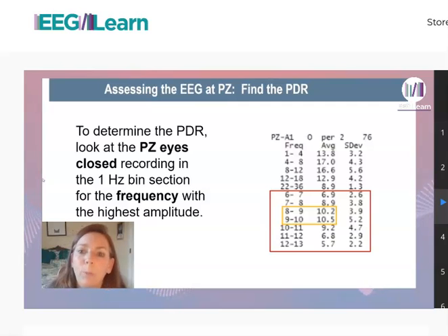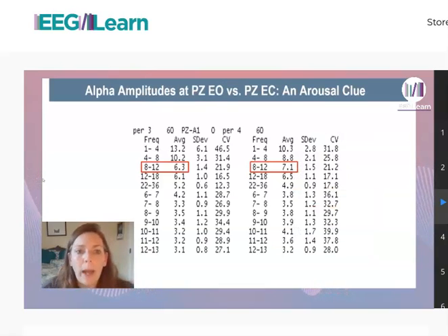We want to find the speed that has the highest amplitude, and then that speed is their idling speed. And when we go back up to the normal frequency ranges, seeing how the alpha amplitude changes from eyes open to eyes closed gives us a clue about their arousal.